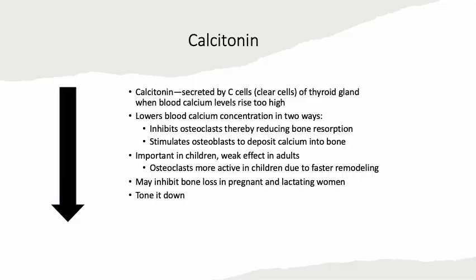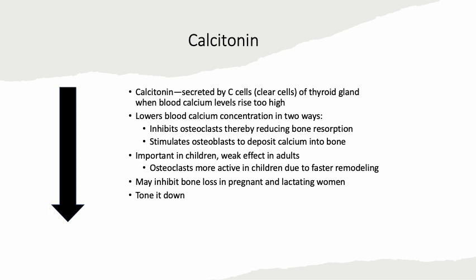So calcitonin is secreted by your C cells, which are in your thyroid gland, when your blood calcium levels rise too high. If you just need to remember this, calcitonin tones it down. So you need calcitonin when you have too much calcium, we can tone it down. So too much calcium, you're going to release calcitonin. It lowers blood calcium concentration in 2 ways. So it can inhibit osteoclasts. That way we're not breaking down bones to release more calcium because we don't need it. And then it stimulates osteoblasts to build more bone up. So we need to take the calcium we have and put it in bone and store it to get it out of the blood and not break down anymore to release it.